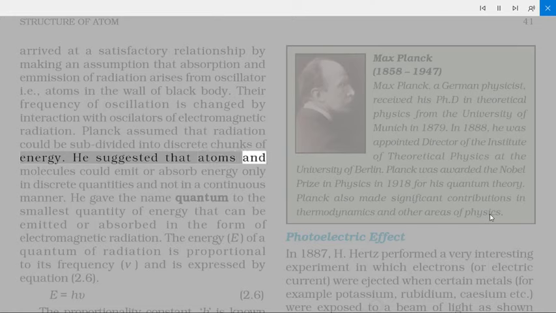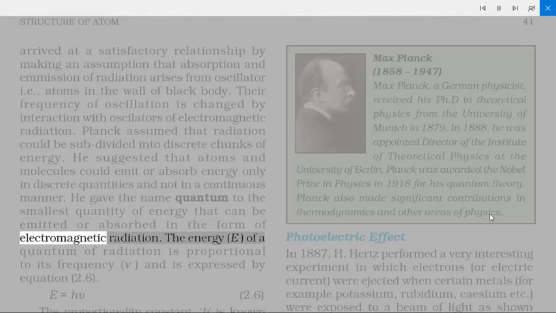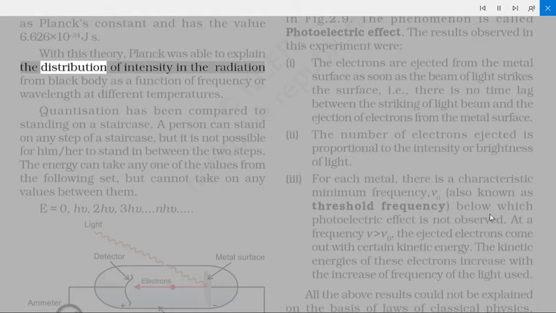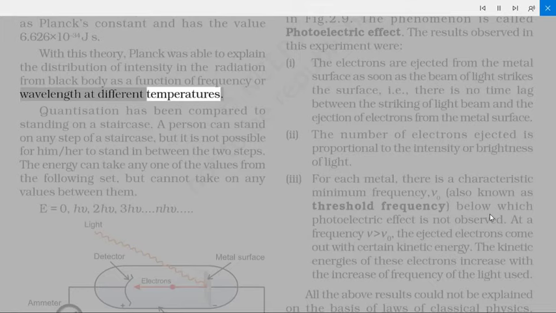He suggested that atoms and molecules could emit or absorb energy only in discrete quantities and not in a continuous manner. He gave the name quantum to the smallest quantity of energy that can be emitted or absorbed in the form of electromagnetic radiation. The energy, E, of a quantum of radiation is proportional to its frequency, nu, and is expressed by equation 2.6: E = hν. The proportionality constant, h, is known as Planck's constant and has the value 6.626 × 10^-34 J s. With this theory, Planck was able to explain the distribution of intensity in the radiation from a black body as a function of frequency or wavelength at different temperatures.